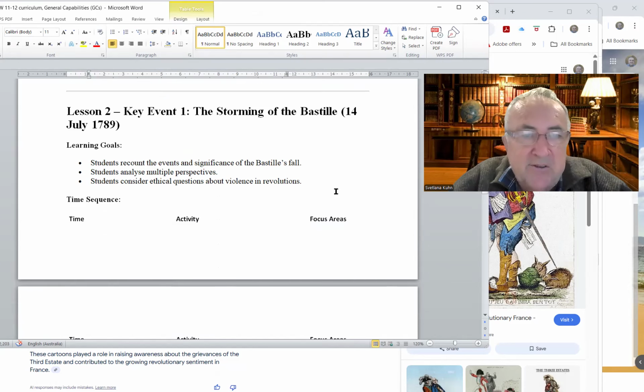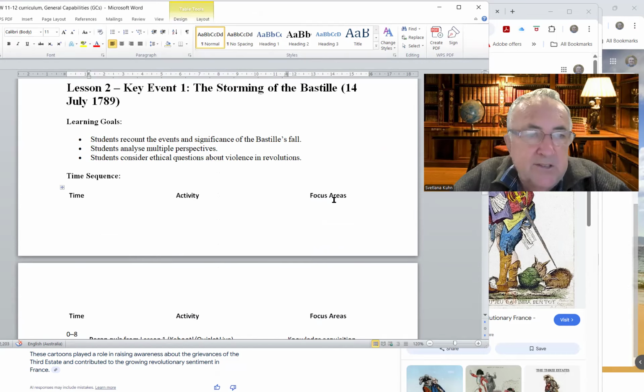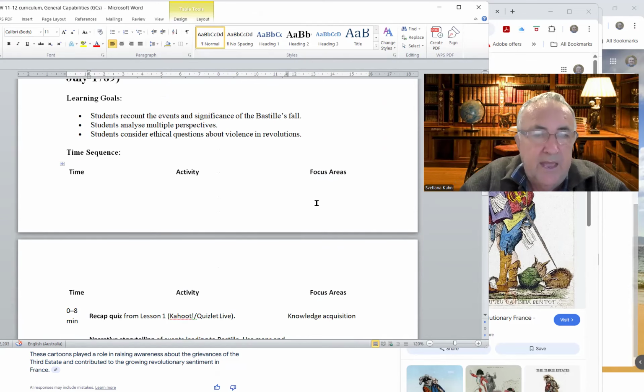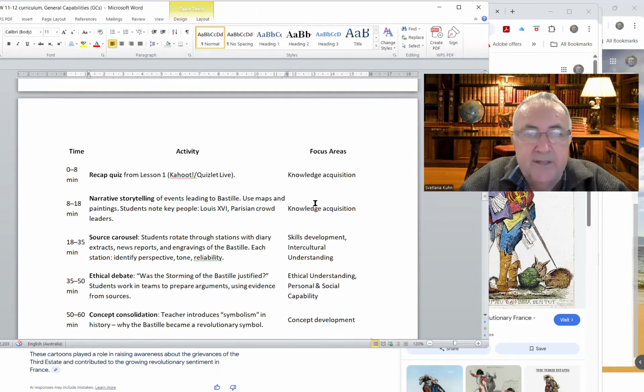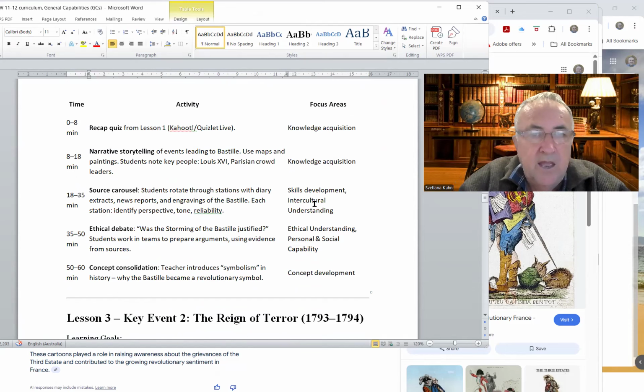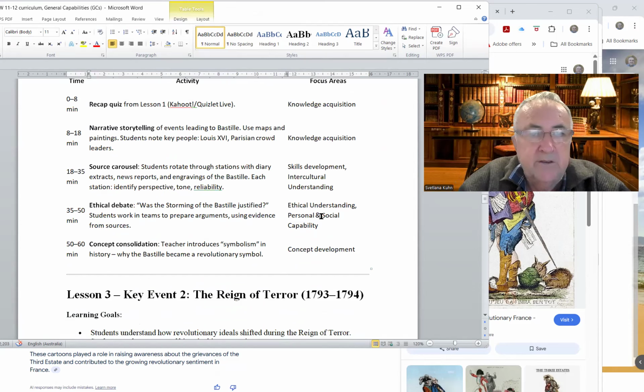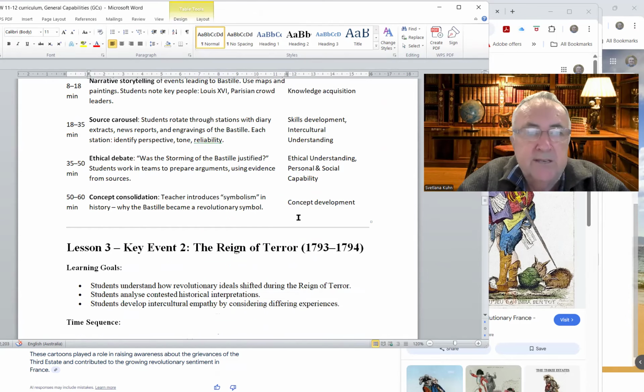Lesson 2, the key event, the storming of the Bastille. And so you could recount the events and the significance of Bastille's fall. You could analyse perspectives. These are the learning goals. And then you would have the times and the activities and the focus areas. You could look at paintings of the time of the storming of Bastille. You could rotate through different stations around the classroom and look at news reports and engravings and give students a feel for what's going on.